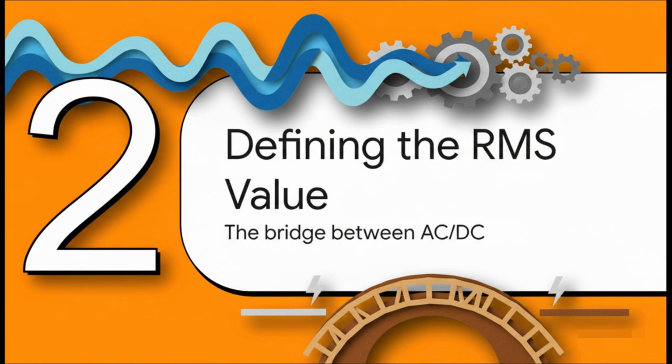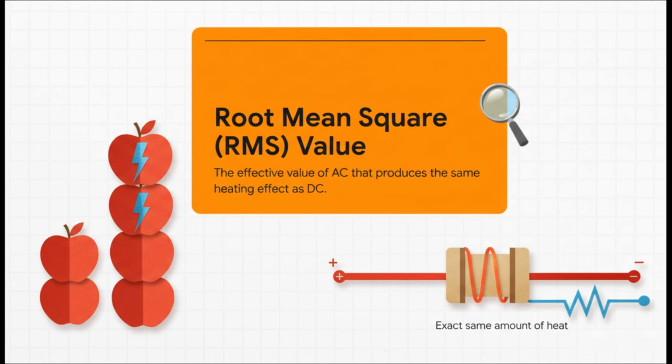And this is where we introduce the root mean square value, or as we all call it, RMS. And this definition is the absolute key. The RMS value gives us a way to make a direct apples-to-apples comparison between AC and DC. It answers the question, what DC voltage would produce the exact same amount of heat in a component, like a resistor? This gives us a real physical way to measure the effectiveness of an AC source.